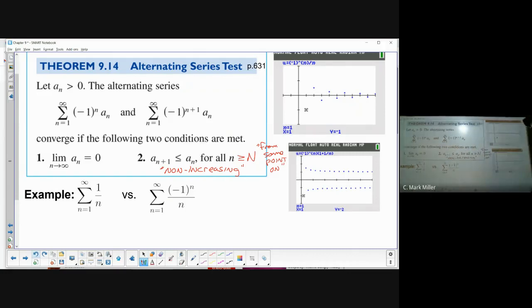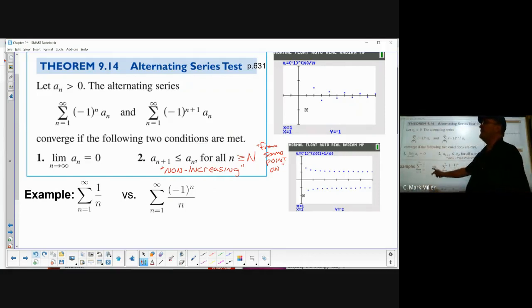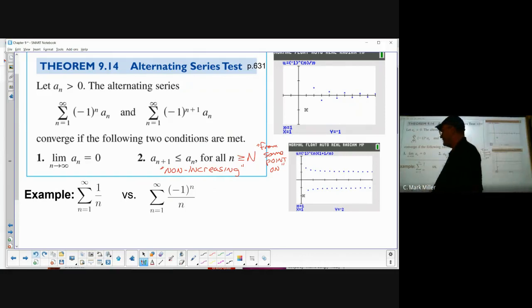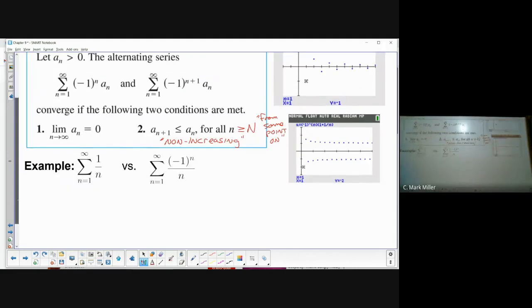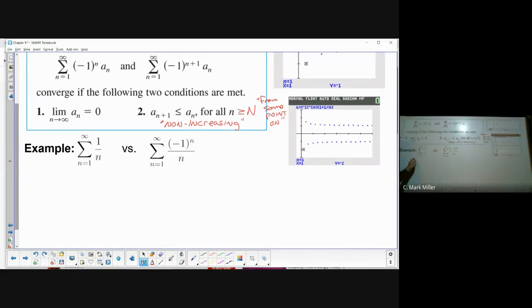Okay. Now, let's look at these two. These are very familiar, and believe it or not, we have enough time to do it. This is the harmonic series. It diverges as a p-series.